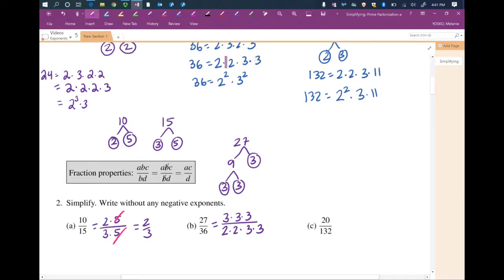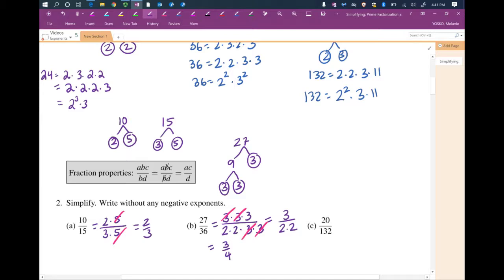From up here. Do they have anything in common? Is there any term that's in the top and in the bottom? Well, there's a 3 on top and a 3 on the bottom. Another 3 on top and a 3 on the bottom. So we look, what piece do we still have on top? We have a 3 on top. And on bottom, we have a 2 times 2. So this is going to be the same thing as 3/4.